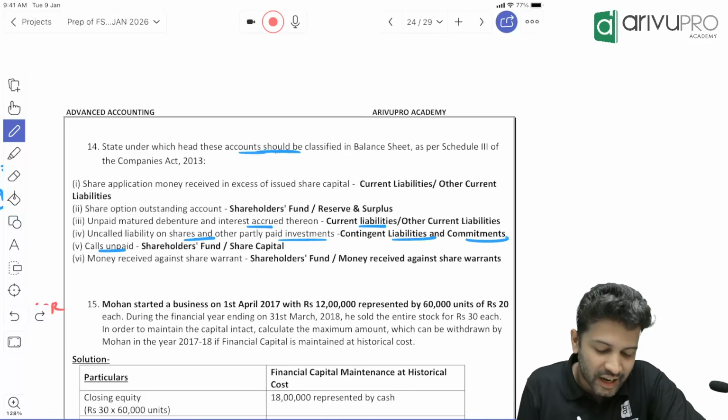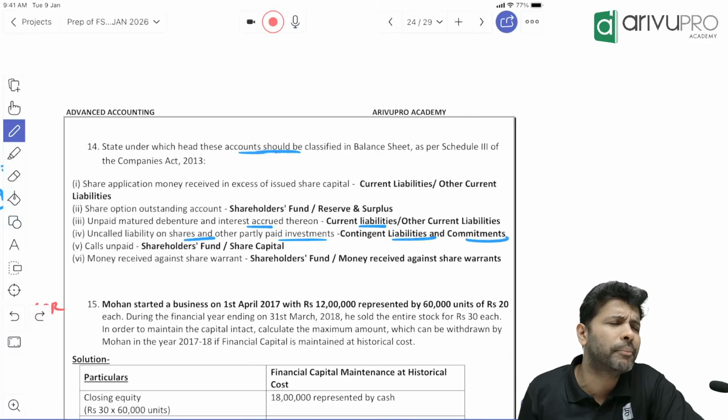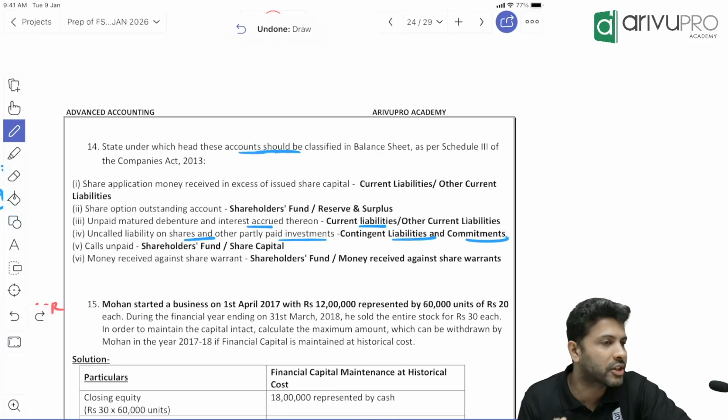Okay. Calls unpaid. Calls unpaid means calls in arrears. Calls in arrears, where will it come? Under share capital, as a positive or a negative number? As a deduction from share capital.